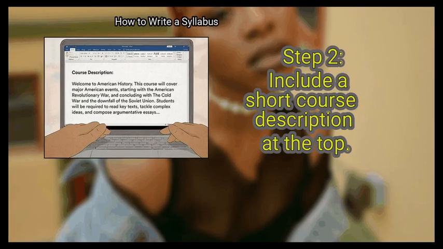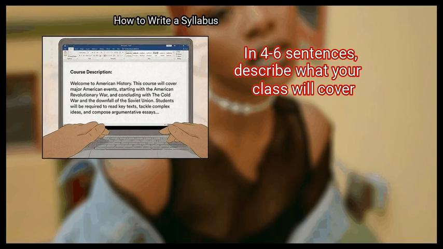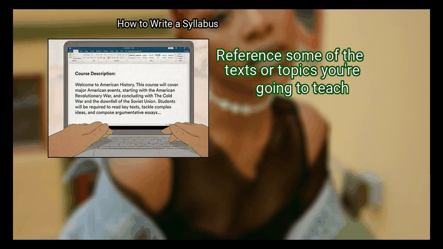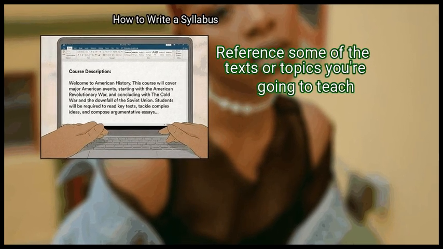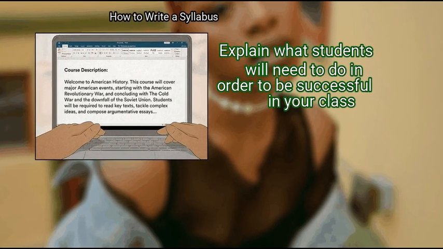Step 2. Include a short course description at the top. In 4 to 6 sentences, describe what your class will cover. Reference some of the texts or topics you're going to teach. Explain what students will need to do in order to be successful in your class.